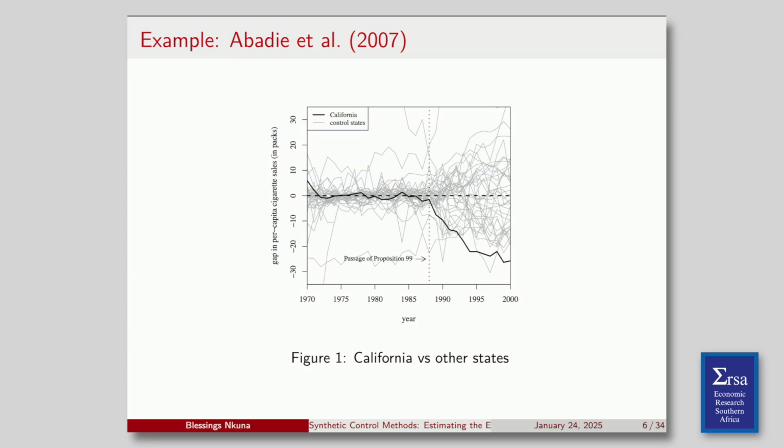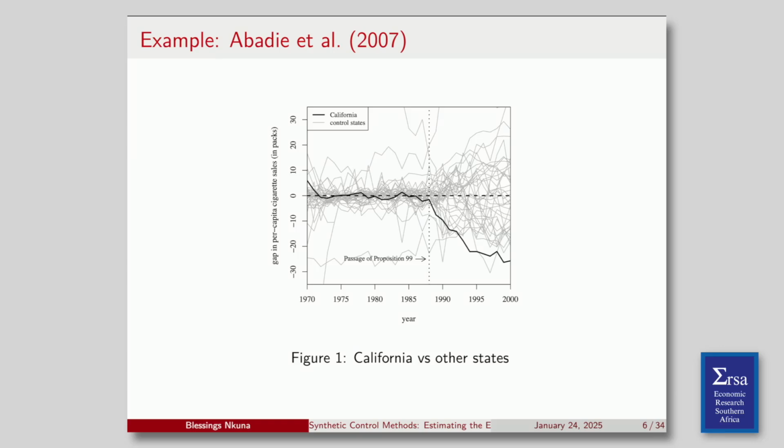So I took this from the paper itself, Abadie et al. The black line shows California. As you can see, from 1970 until the time where the policy started, it oscillates around zero, nothing happened until the policy took place. And all the other gray lines are the other states that they used to form a synthetic version of California to find the treatment effect.